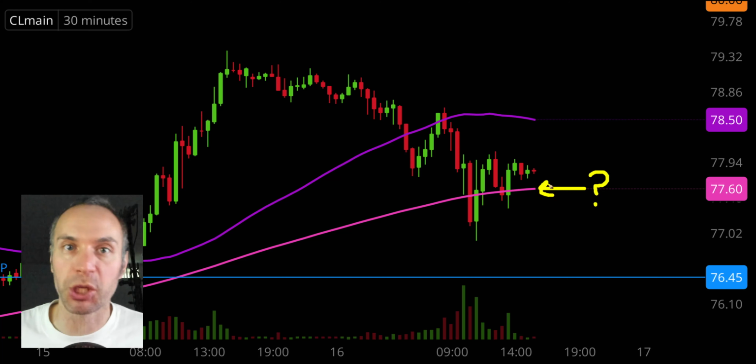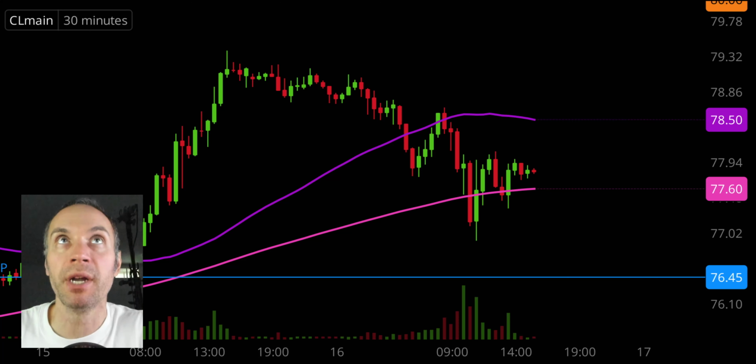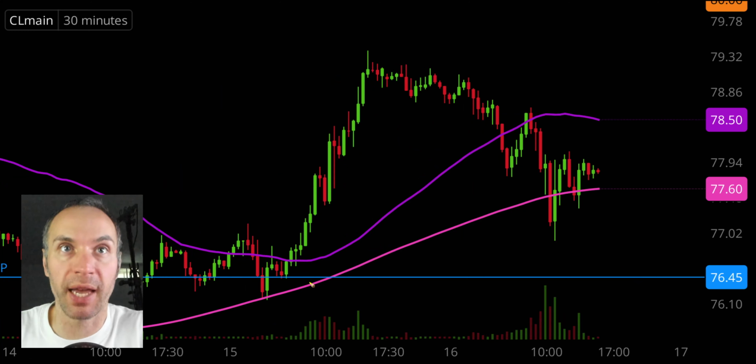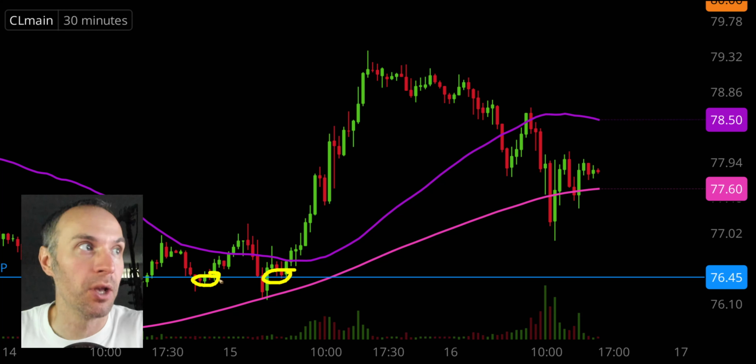Now, I realize you could be watching this video 10 hours from now, and that's where you'd want to ask yourself, is the price still above that area? Has it fallen down below there? If it has fallen down below there, then the next key overarching area of support would definitely be down there, or not definitely, but would seem to be down there around the 76.45 mark. You can see actually right there, this level has provided support a couple of times already.